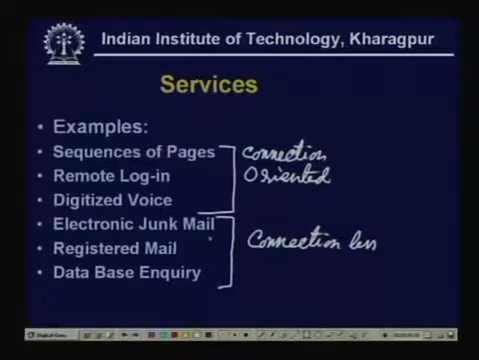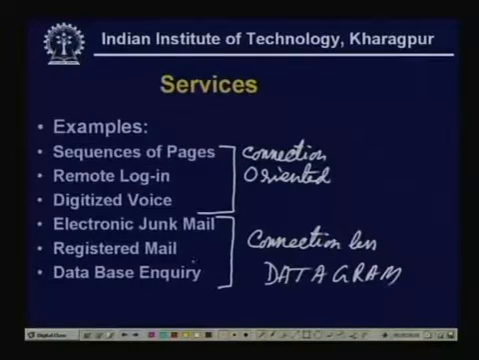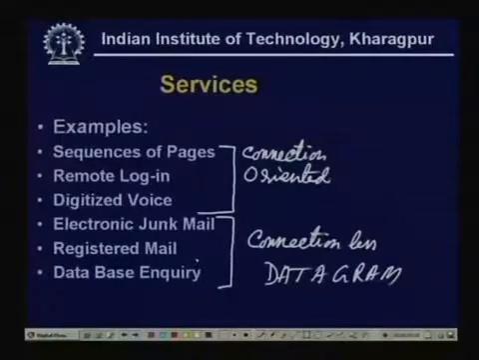Electronic junk mail uses unreliable datagram service, that is connectionless. Another name of connectionless is datagram service. Then registered mail is essentially acknowledged datagram service, as I explained earlier in detail. Whenever we are sending a registered mail, and in a database query, whenever we do, it is essentially request reply service. So, we have some examples of services provided in data communication systems.